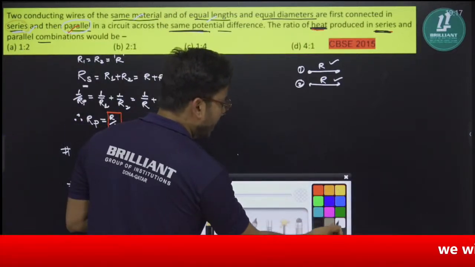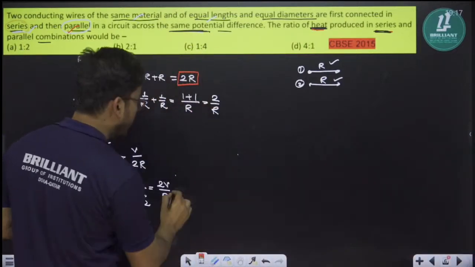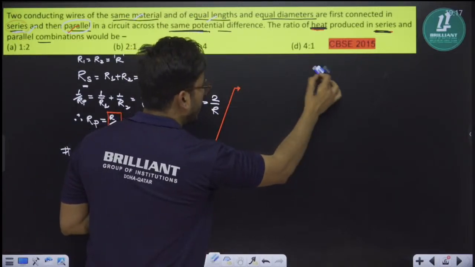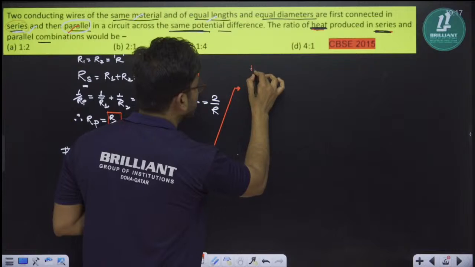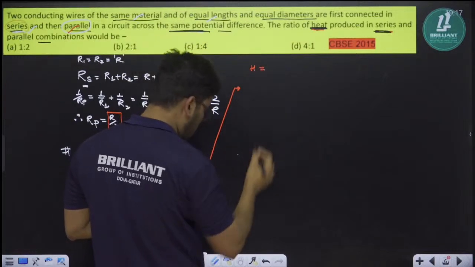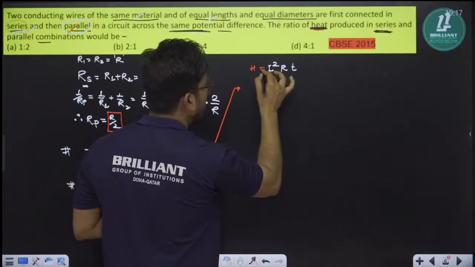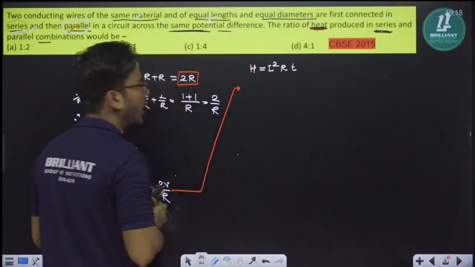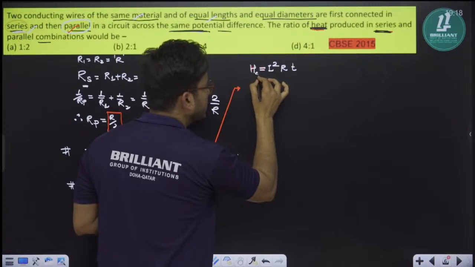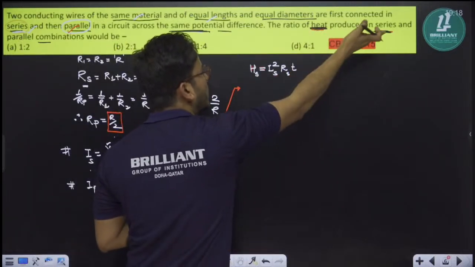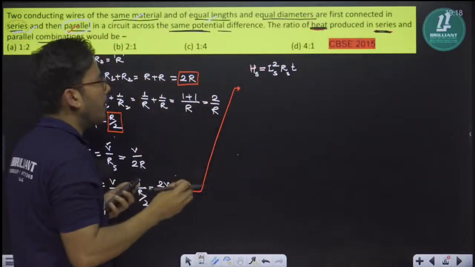Now we will find out heat in series. Next step, I will try figuring out heat in series, and let me see what is going to be the heat in series. So first of all, we will put the formula H is equal to I square RT, right? Since I'm finding out heat in series, I will put S everywhere. Why am I doing so? Because the question is asking to find out heat in series and heat in parallel.